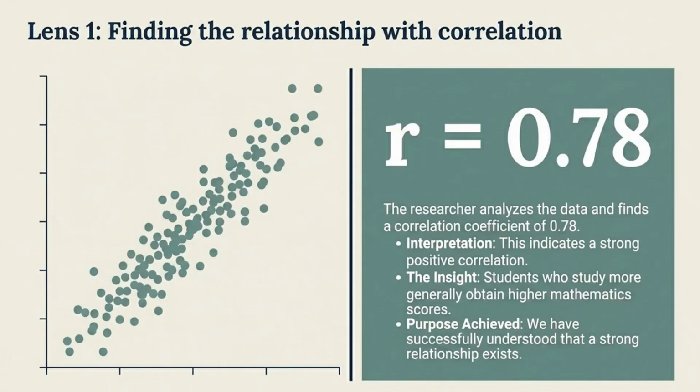Suppose the researcher applies Pearson correlation and obtains a correlation coefficient of 0.78. This indicates a strong positive relationship between study hours and mathematics achievement score. Therefore, we can conclude that students who study more generally tend to obtain higher mathematics scores. This correlation analysis helps us understand that a strong relationship exists between the two variables.